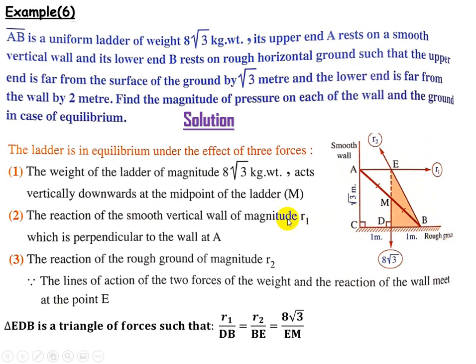Applying the triangle of forces rule, R1 over DB, which is 1, equals R2 over BE, which is 2, equals 8 root 3 over ED, which is root 3. So here R1 equals 8 kg weight and R2 equals 16 kg weight.